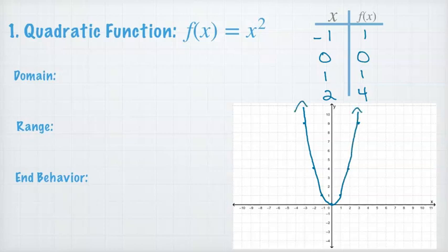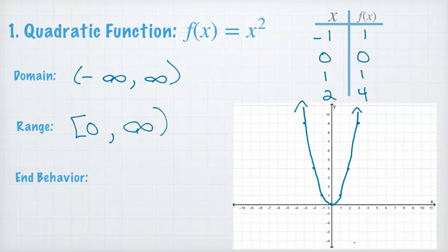The domain of the parabola is all real numbers. There's no number that you are not allowed to square. You can square anything you want. The range of the parabola typically stops at the vertex. So if I'm traveling upward, the range begins here at 0, and then it continues all the way up to infinity.